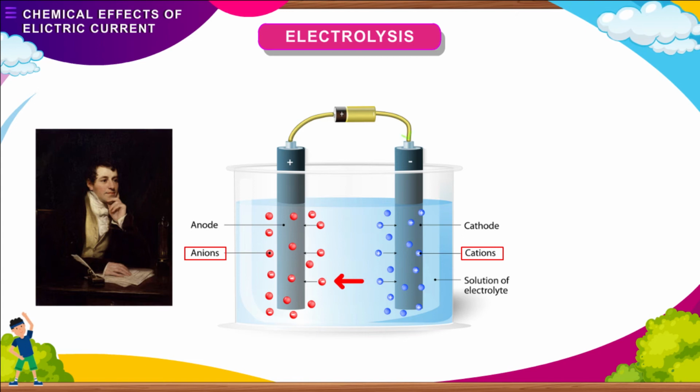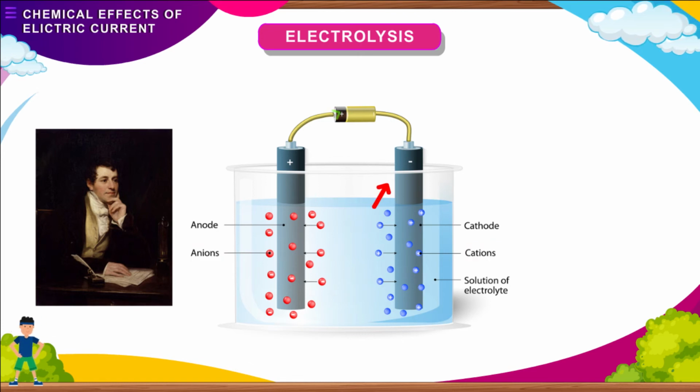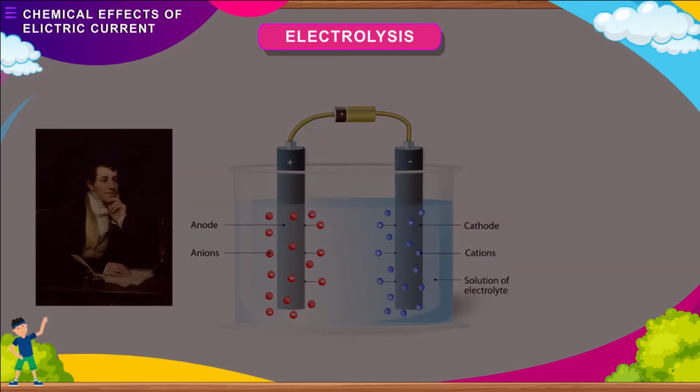During the passage of electric current through the solution, the cations move towards the negatively charged electrode, the cathode, and anions move towards the positively charged electrode, the anode. This results in a chemical change. Here is an activity to demonstrate the chemical effect of electric current on water.